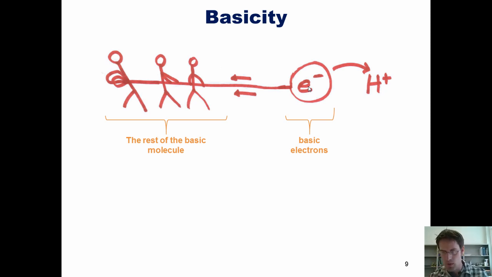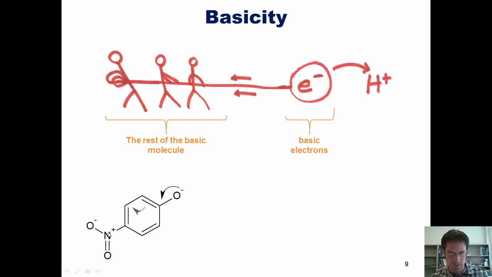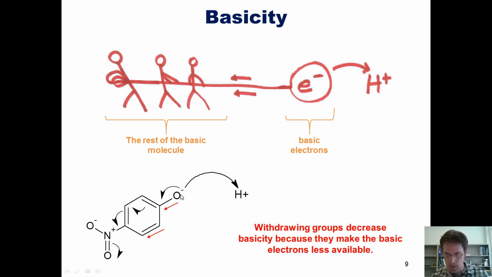We can liken this to the scenario in which we see a molecule like this, where basic electrons, these negatively charged electrons here on this oxygen, are being sucked by resonance into this group over here, this electron withdrawing nitro group on the ring. Now, because this withdrawing group makes the electrons much less available here on this oxygen, this molecule is much less basic than its counterpart that would lack the nitro group. Thus, we can see that withdrawing groups decrease basicity because they make electrons less available.